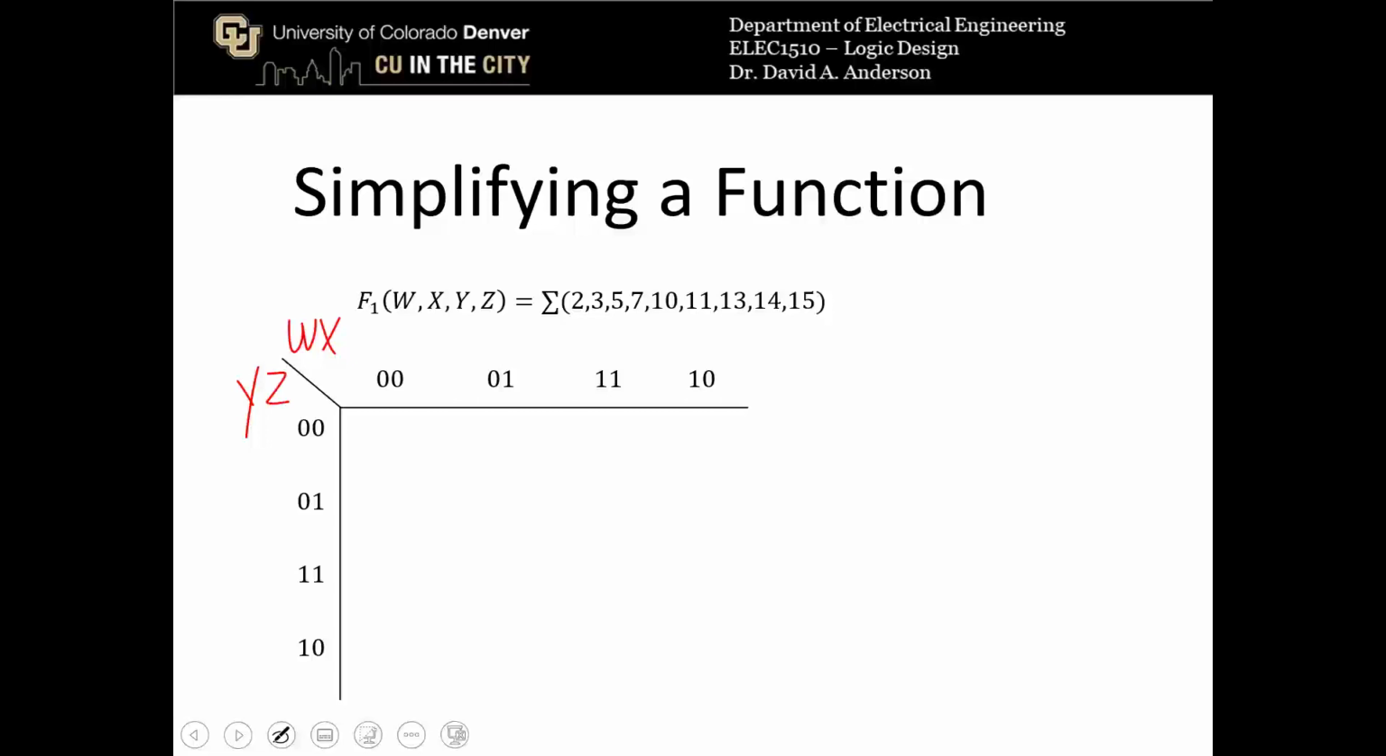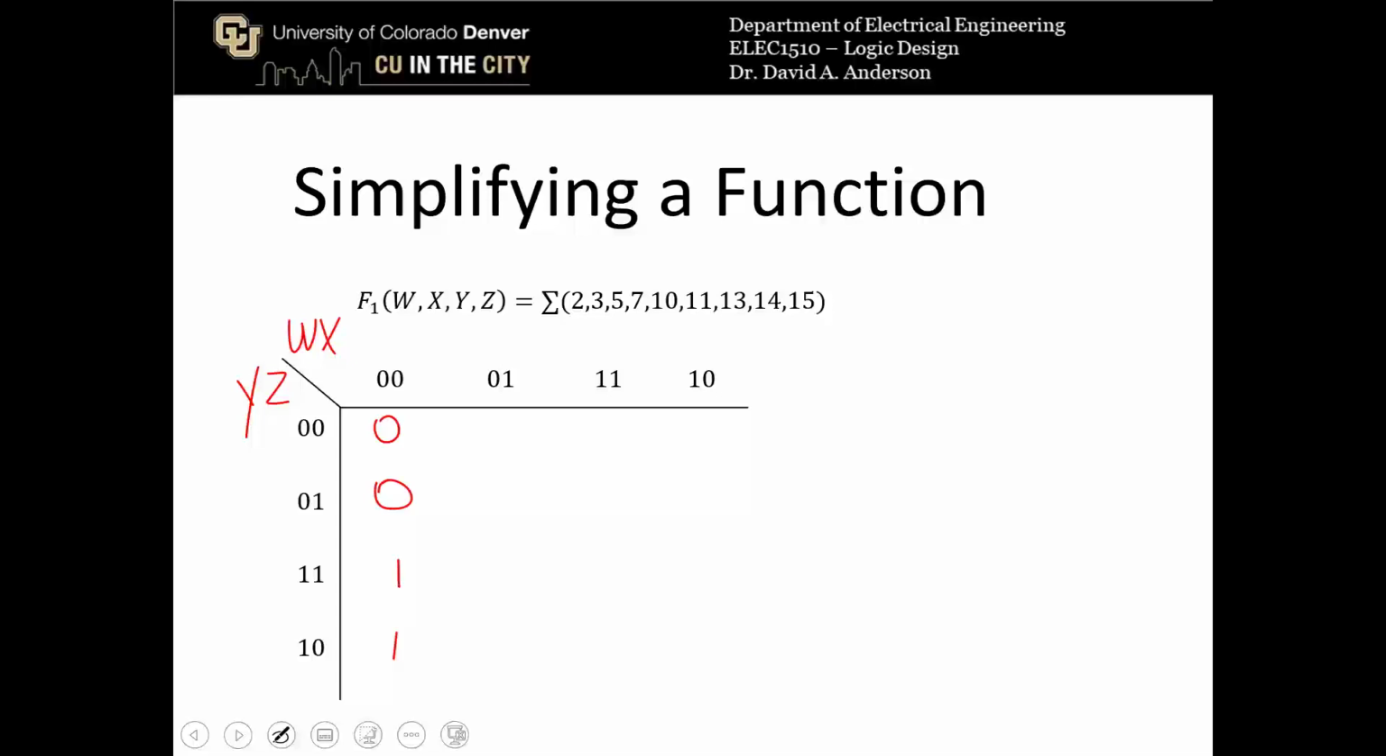Again, it doesn't matter what order you put the variables in, the function will be simplified the same either way, just the bubbles are going to look different depending on what order you write the variables in. Okay, so now we have to put 1s for any minterm that's represented in the function. So 0 and 1 are both zeros. Minterm 2 and 3 are both represented, so those become 1s.